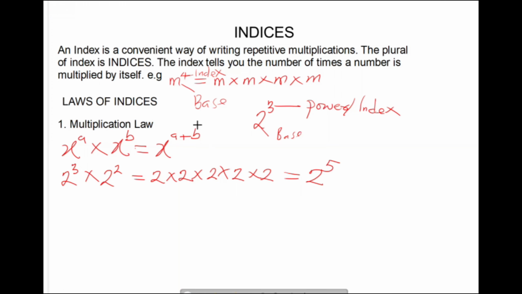For you to know that the law is also true, and it helps us to simplify without going through this stress: since we know they have the same base, 2 raised to the power of 3 times 2 raised to the power of 2, the base here is 2. So I can pick one base, and since they have the same base, just pick one base and add the power, 3 plus 2. You see, we have the same thing, 2 raised to the power of 5.